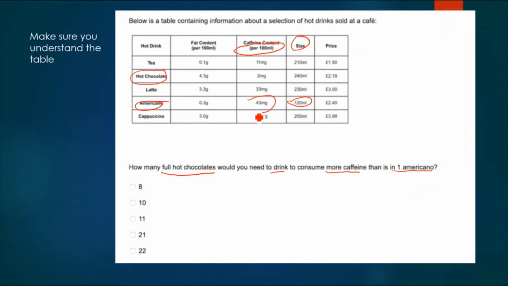So what you would have to do is find how many milligrams of caffeine is in each drink. Because this is 120 milliliters, you would have to do 43 times 1.2, because this is per 100 milliliters, so that's why you would need to times it by 1.2, which will get you 51.6. And then you would look at hot chocolate, because the size of one hot chocolate is 240 milliliters.